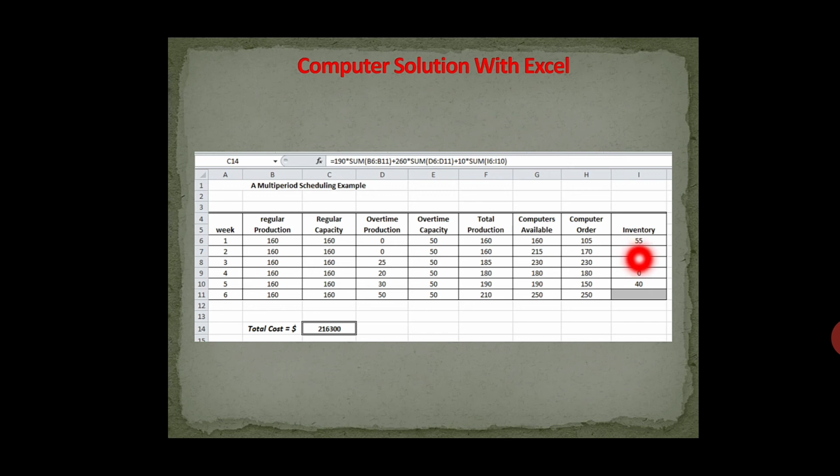For example, in cell G7, computers available in week 2 has the formula B7 plus D7 plus I6, which is the inventory from the previous week. To get the inventory, you need to subtract the computers ordered from the computers available. Okay?